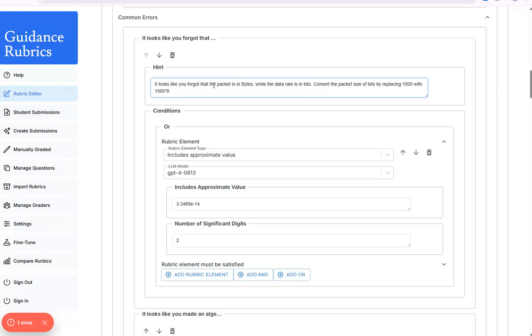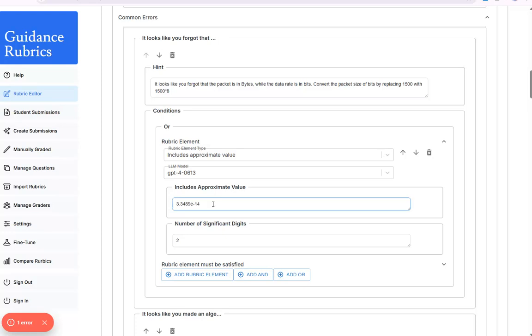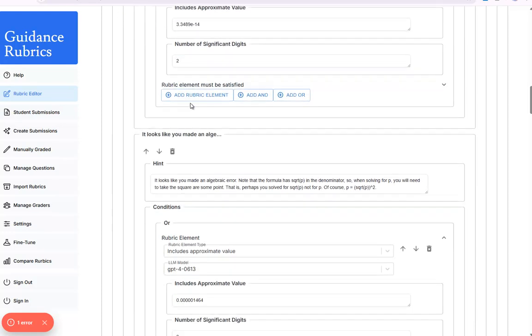It looks like you forgot that the packet is in bytes. Well, the data rate is in bits, so you need to do this conversion. So we detect that particular problem and give a very specific hint.